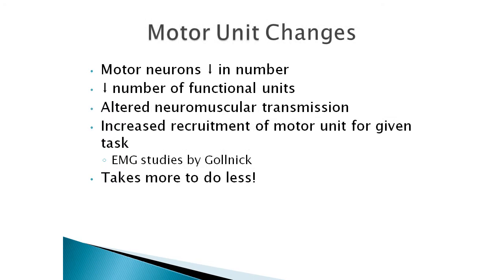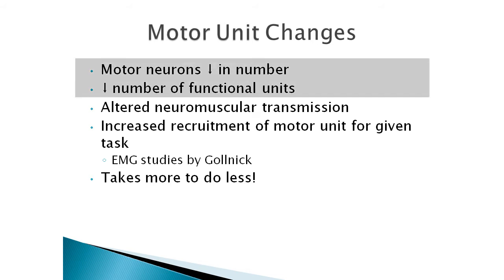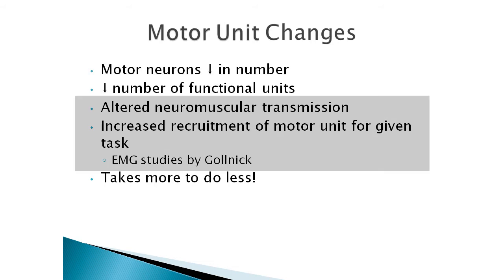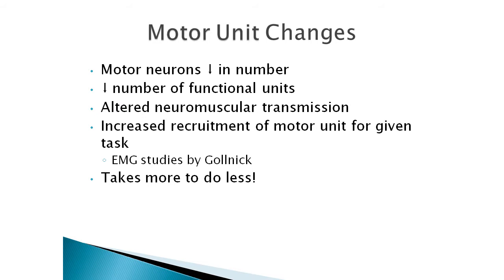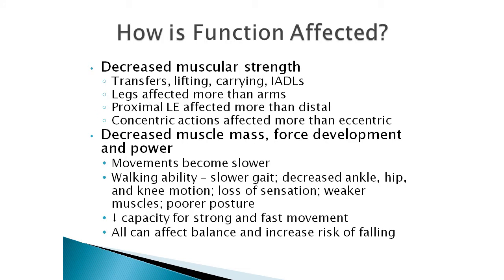There are also changes in the motor unit of each muscle, which contributes to our decrease in strength. Specifically, the motor neurons decrease in number, as do the functional units. This leads to an altered neuromuscular transmission, which in turn results in an increase in recruitment of the number of motor units for any given task. How then is function affected?